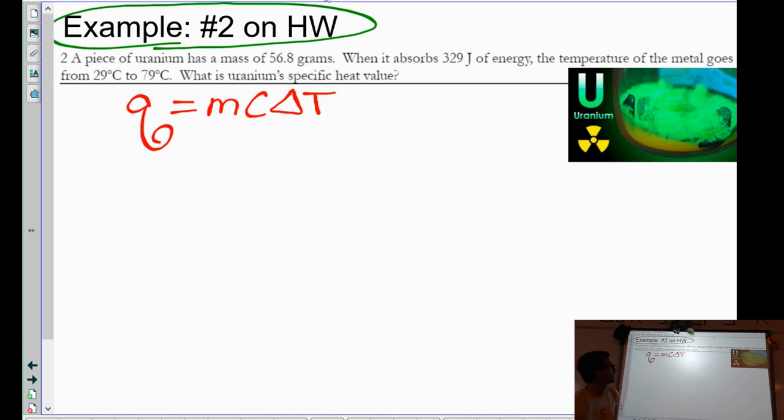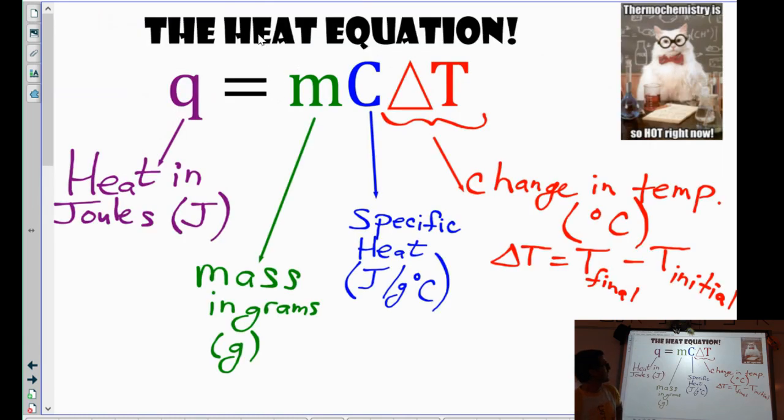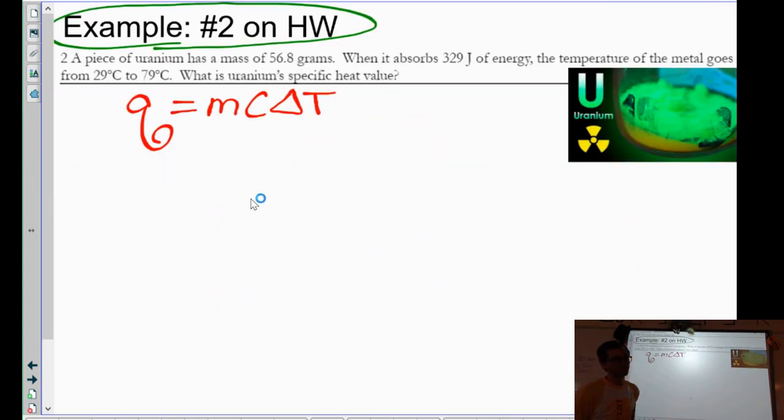Specific heat. Go back to my notes. That is C. A lot of students think specific heat is Q. No. Specific heat is the C value. So for this one, what is uranium's specific heat value? That is C. There are many ways you can try to solve for C. What I want to do is try to isolate C in my equation first, and then at the end, plug numbers in to solve for C.